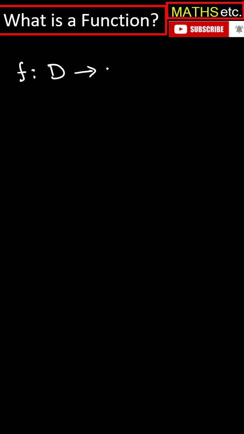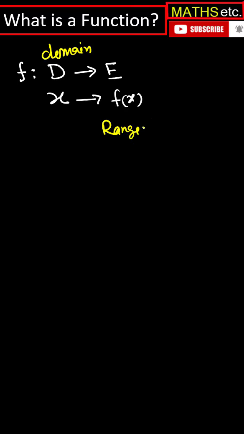A function f from a set D to another set E is a rule that assigns each element x in set D to a unique element f(x) in set E. The collection of all elements x in set D is called the domain of the function, and the collection of all f(x) values is called the range of f. The range set need not be equal to E.